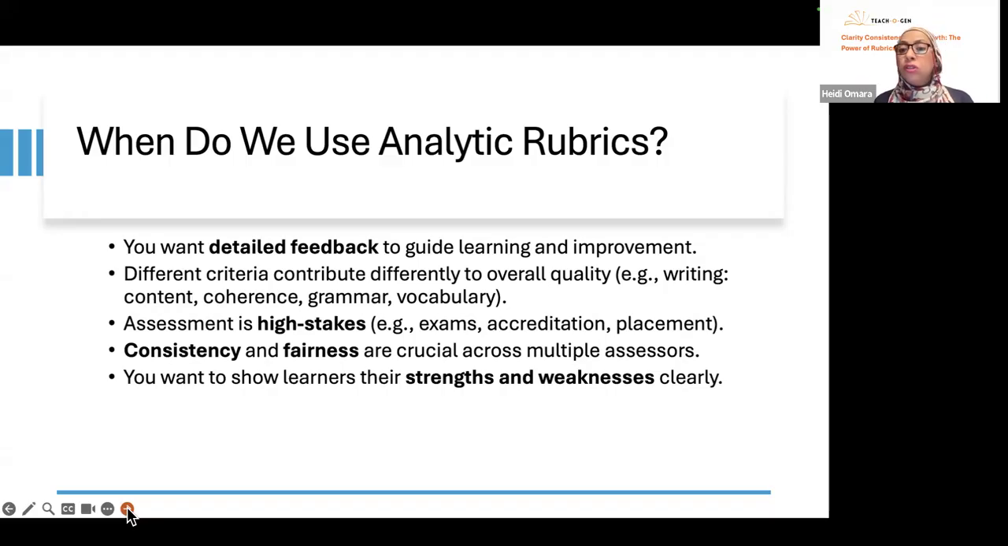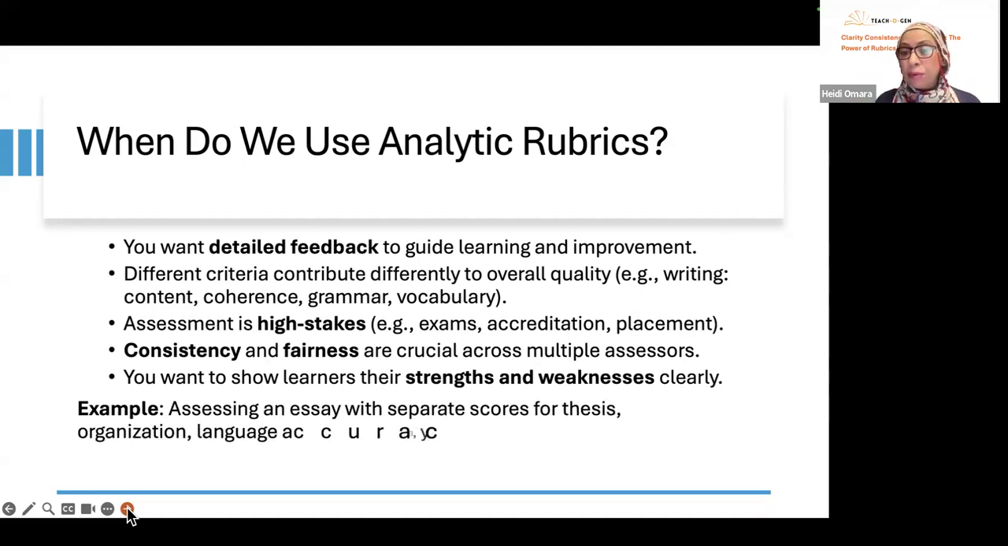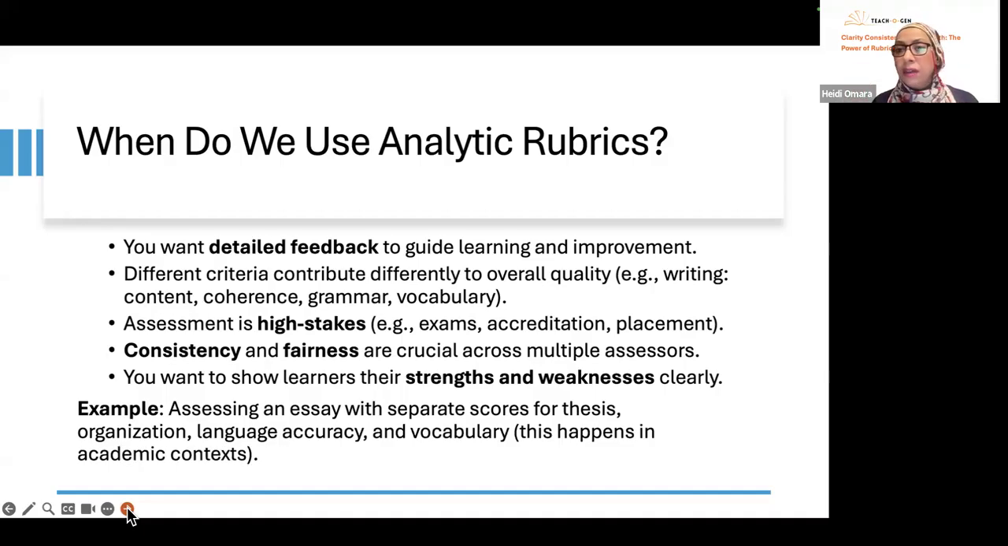You want to show learners their strengths and weaknesses. Why? Because they're going to work on their points of weakness and they will appreciate their points of strength. So at this point, use an analytic rubric. The holistic is not going to work. An example for this is assessing an essay with separate scores.